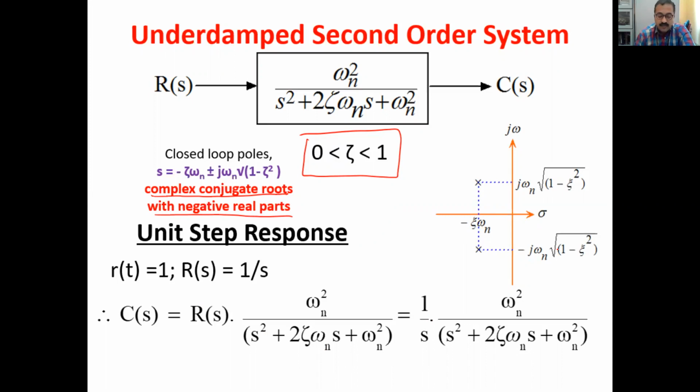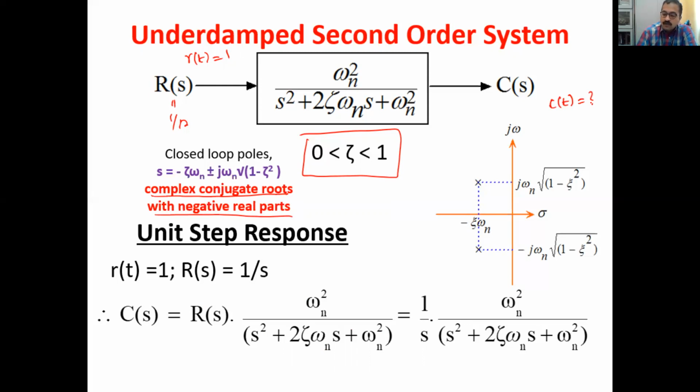Okay, our aim is to find the unit step response for this underdamped second order system. Under step response, the input must be a step input. So r of t must be equal to 1. So what will be R of s? R of s will be equal to 1 by s. Okay, so my aim is to find the unit step response, or c of t, when r of t is equal to 1.